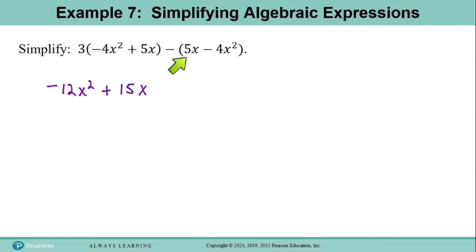Now for the second set, it looks like we're distributing a minus, but really you can think of it as distributing a -1. So distributing the minus through here is going to give us minus 5x, and then -1 times -4x squared is going to give us plus 4x squared. So you see what I was talking about when I said drop the parentheses and just change the sign of everything inside the parentheses. The 5x became minus 5x, and the minus 4x squared became plus 4x squared.